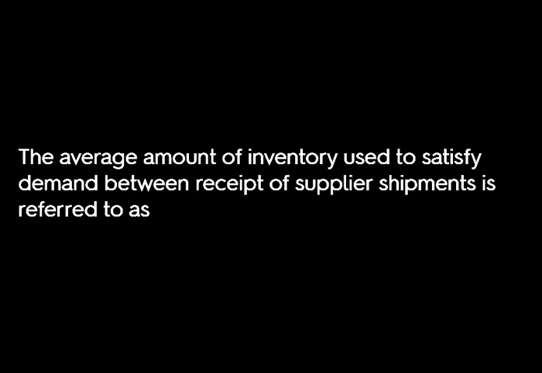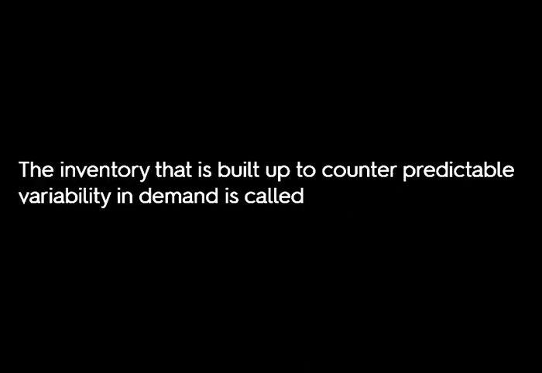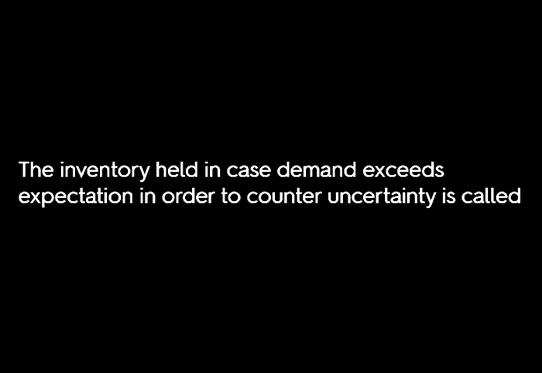The average amount of inventory used to satisfy demand between receipt of supplier shipments is referred to as cycle inventory. The inventory that is built up to counter predictable variability in demand is called seasonal inventory. The inventory held in case demand exceeds expectation in order to counter uncertainty is called safety inventory.